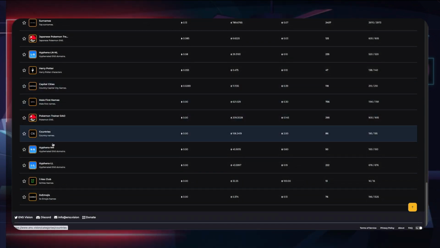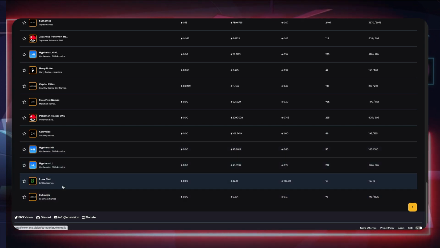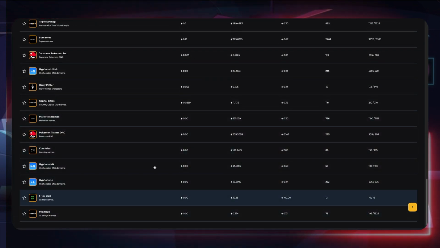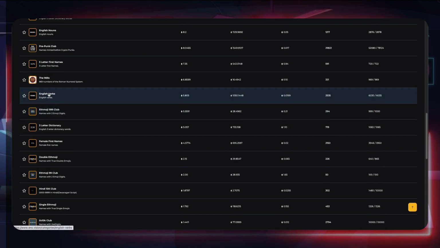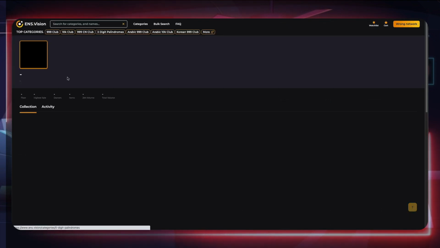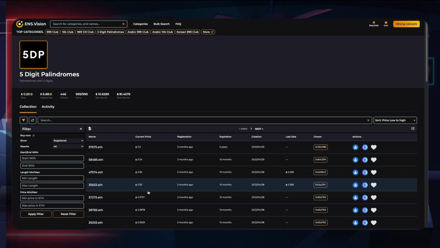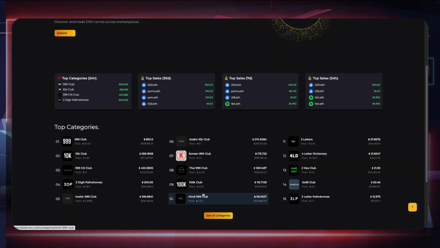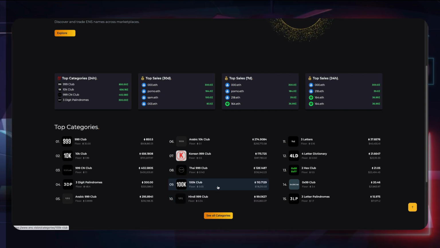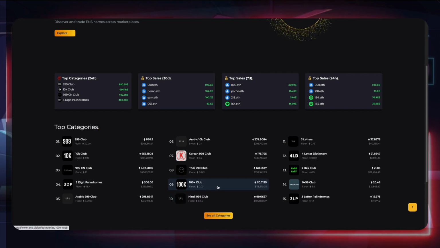Capital cities, we've got countries, we've got hyphens. Some of these don't make sense, which is also why there's no volume for it. We've got Pokemon, English verb, 5-letter dictionary, 5-digit palindrome. All of these, there are so many different categories and so many things that are still available. I've registered over like 50 names in the last week. At the moment, it's really just a gold rush for all these 999 clubs and all these different languages.